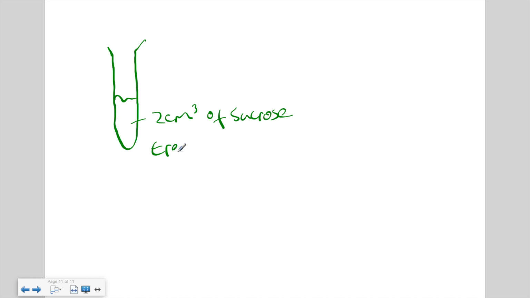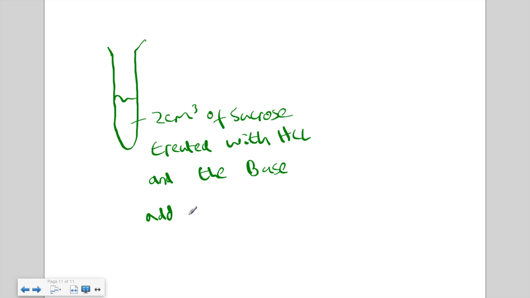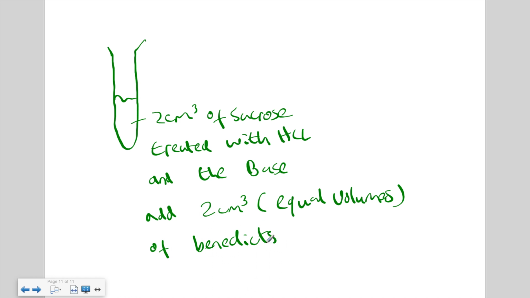So then you take your 2 centimeters cubed of sucrose, which has been treated with HCl and the base or the alkali, and then you add 2 centimeters cubed, so that's equal volumes, of the Benedict's solution, and then heat in a boiling water bath for 3 minutes.